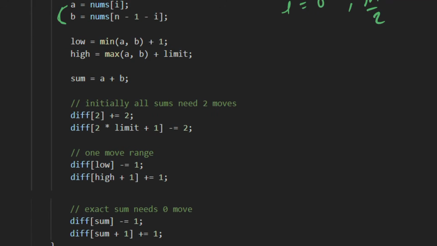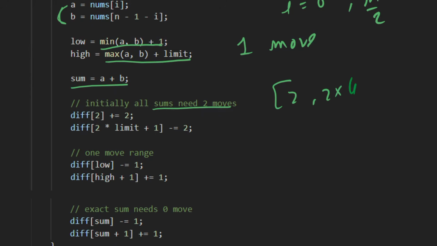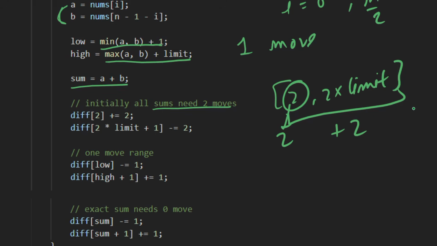We have found the range for one move, that is 1 plus minimum of a comma b to limit plus maximum of a comma b, and then we have found the sum. Initially we assume that all sums need 2 moves, so our range will be from 2 to 2 into limit. This range will need plus 2. Then we added 2 here, and then we subtracted 2 from here, so that the rest of the elements won't be added 2, right?